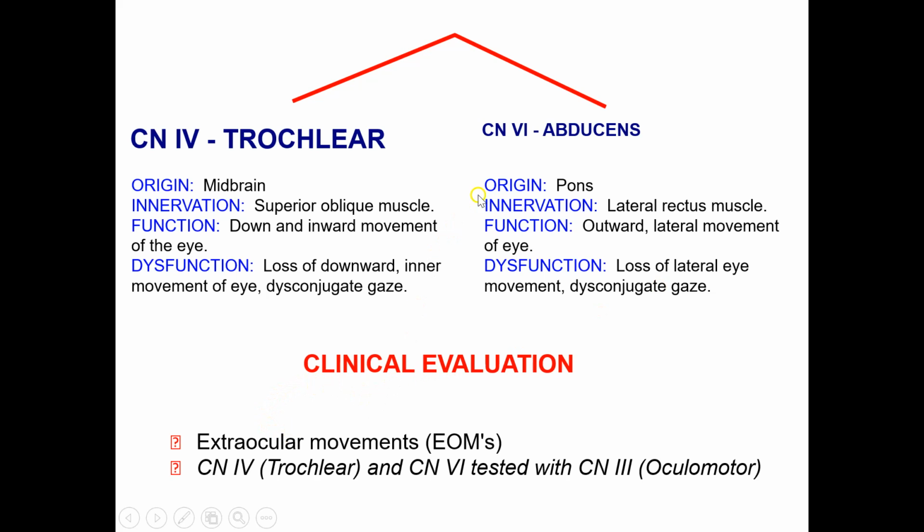Clinical evaluation of the fourth and sixth cranial nerves is usually done along with the third oculomotor nerve, with testing of extraocular muscles through extraocular movements. So they are basically tested with the oculomotor nerve.